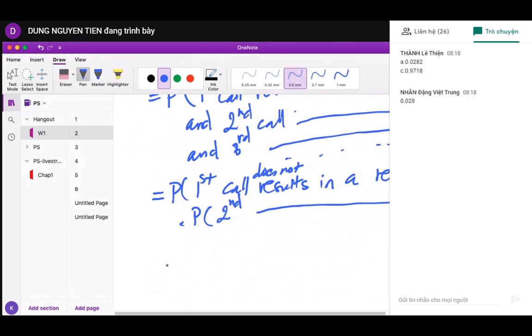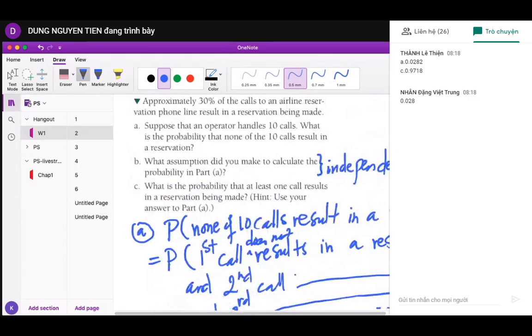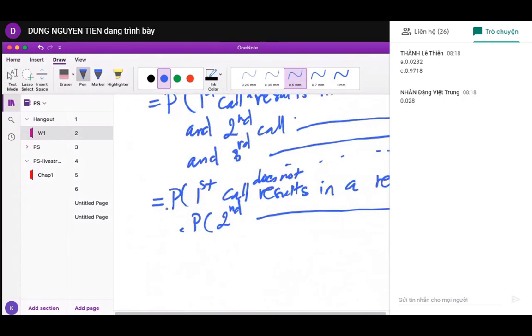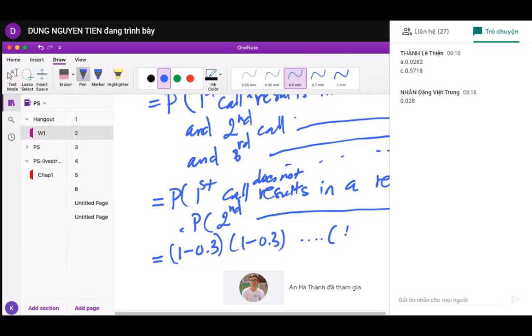So the probability that one call results in a reservation is 30%. Therefore the probability that a call does not result in a reservation should be 1 minus, right? So you get 1 minus 0.3 for the first, 1 minus 0.3 for the second, and so on. So after all, you get 1 minus 0.3 to the 10. All right.